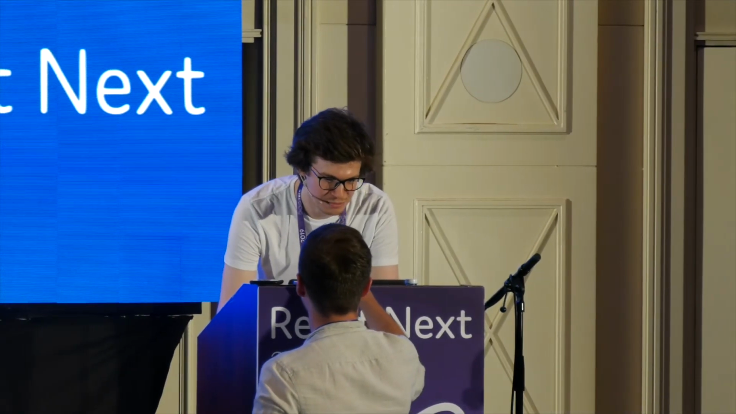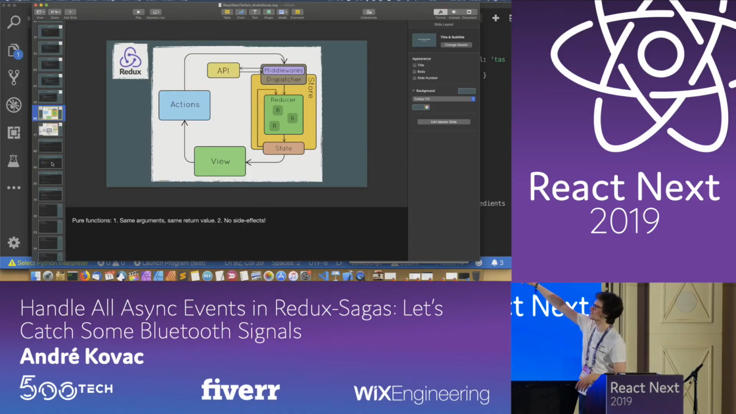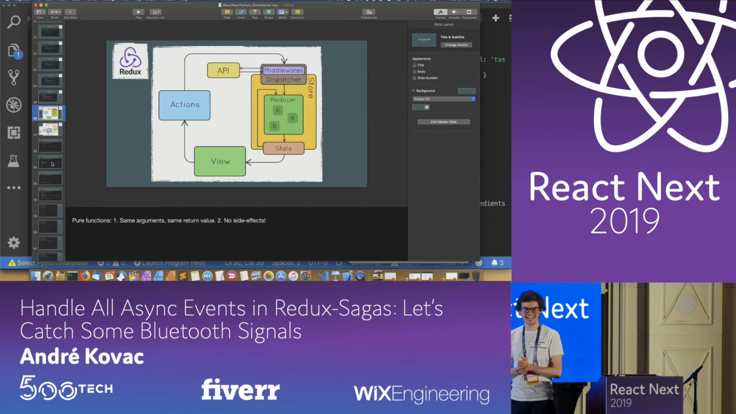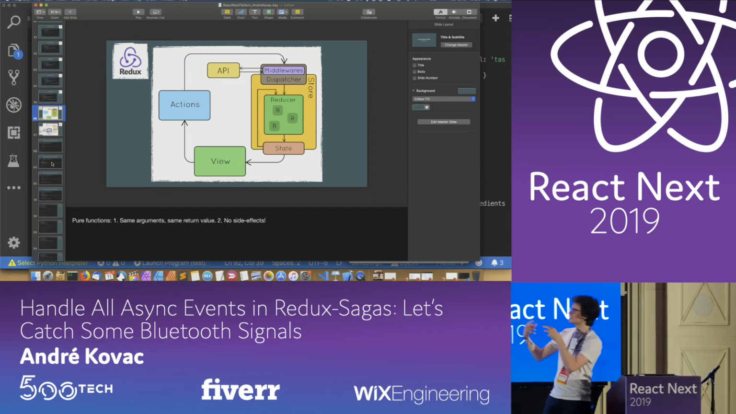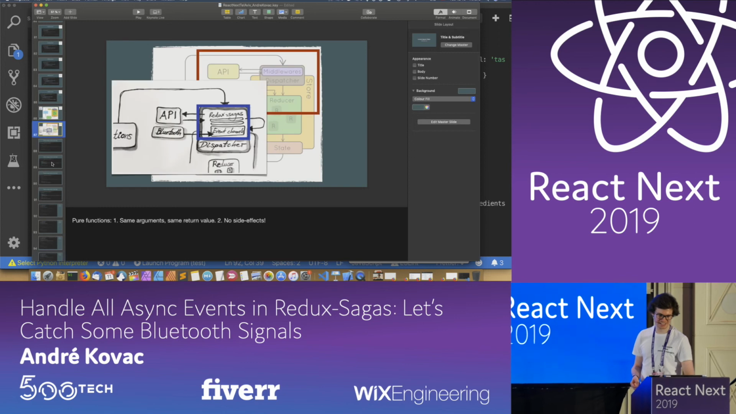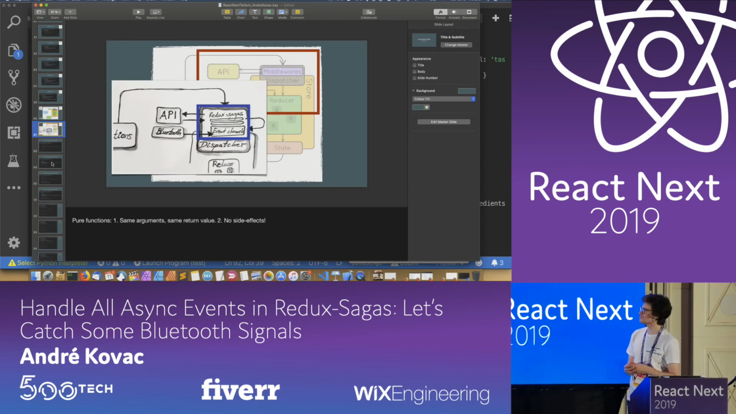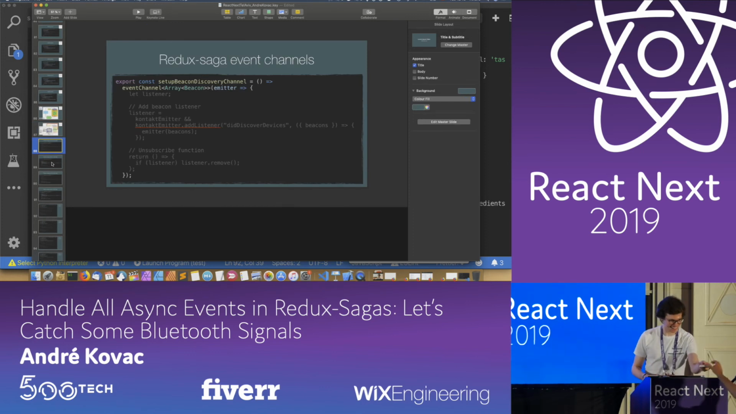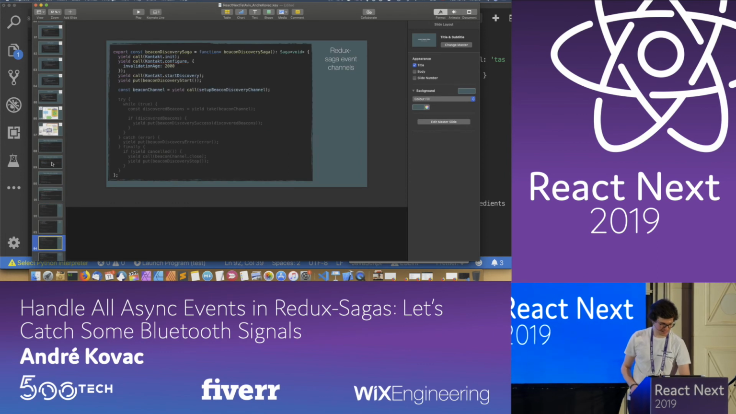I just briefly wanted to show you that in Redux-Saga, there is no real place in the middleware for Bluetooth signals to be natively in there. But there's a cool feature in Sagas, which is an event channel, which you can set up and include into the whole ecosystem, where I show you how it's done in action.